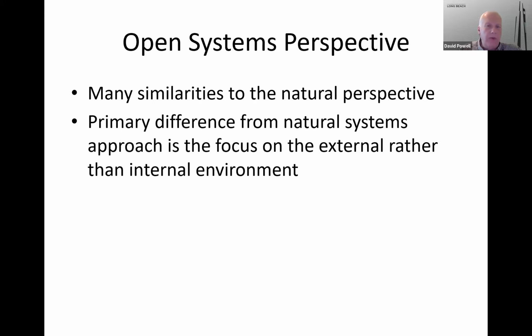Contrast that then with the open systems perspective. Now, as we'll see in an upcoming slide, open and natural systems perspectives really do share a lot of similarities in terms of the way they're structured and what they're attempting to do. But the primary difference is, again, that natural systems looks internal, open systems looks external. So internal versus external focus. And we'll pick up on that and talk more about that in just a second.